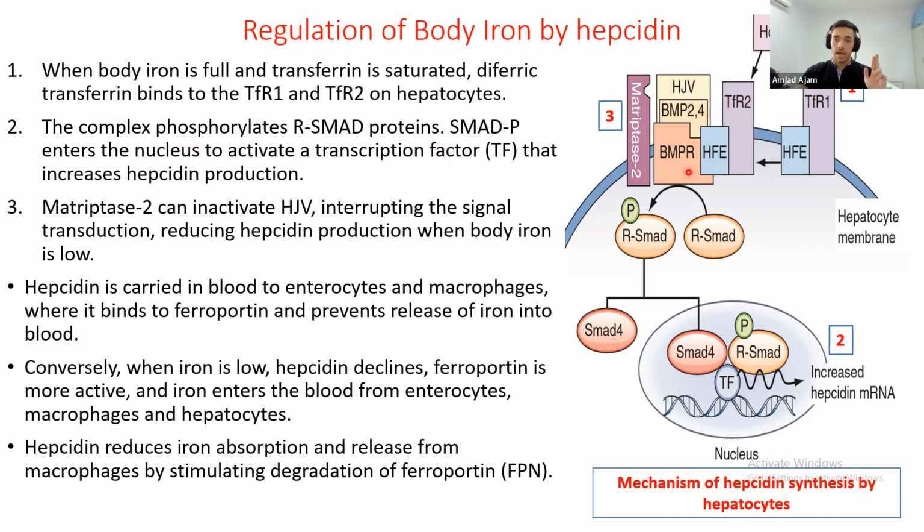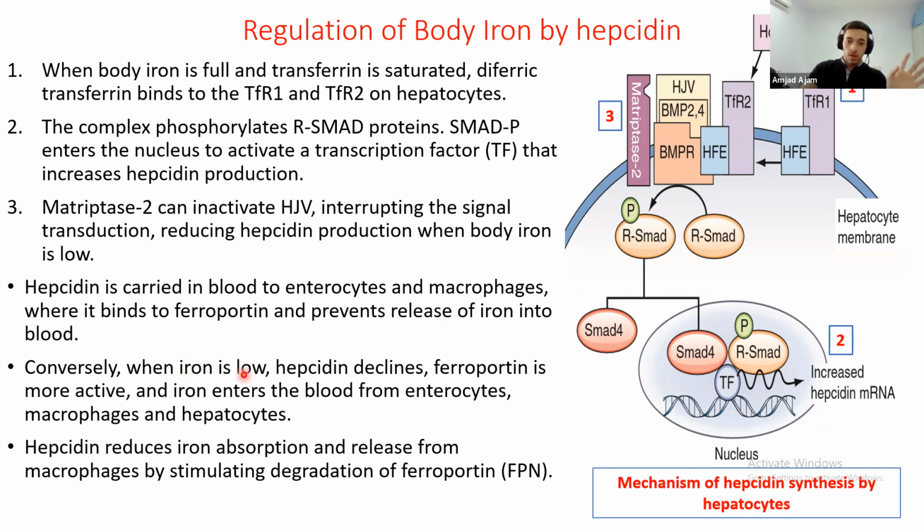They will activate this complex. Don't worry about the names, just understand the concept. When this complex is activated, it will phosphorylate SMAD. When SMAD is phosphorylated, it will go to the nucleus and then increase the hepcidin production. Number 3 here, matriptase 2, it will go and inactivate this complex, and the opposite will occur. Again, hepcidin is carried in the blood to enterocytes and macrophages, and it will bind to the ferroportin and prevent the ferroportin from releasing iron.